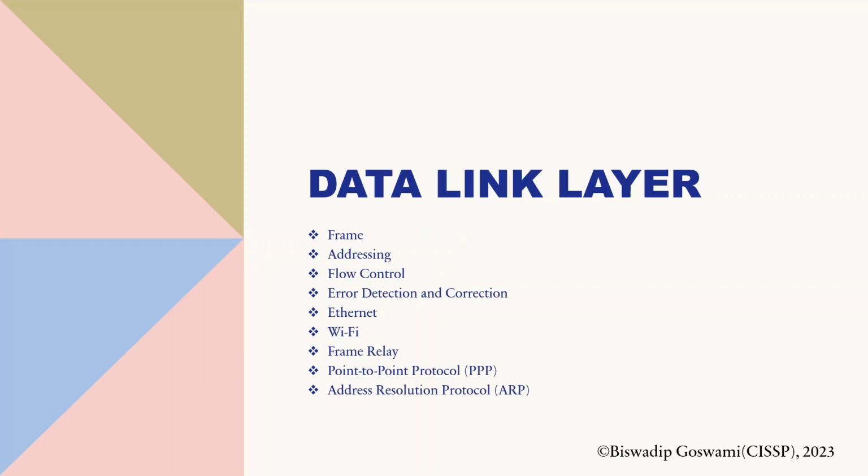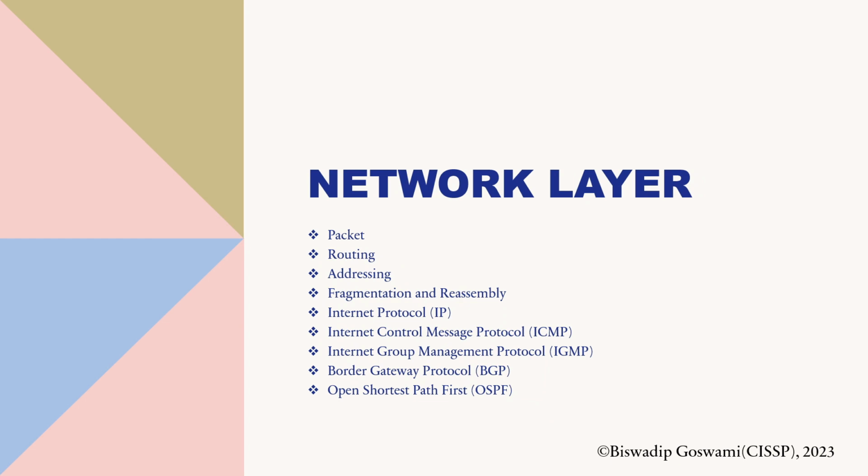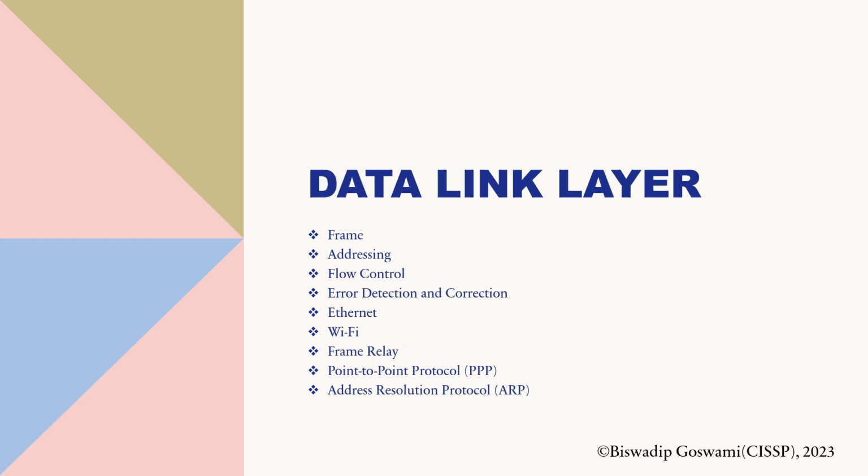The data link layer is the second layer of the OSI model and is responsible for the reliable transmission of data over a single network segment. It ensures that the data is transmitted without error or loss of data and provides mechanisms for flow control and error detection and correction. The data link layer is divided into two sublayers, the logical link control sublayer and the media access control sublayer. The following are the key components of this layer.